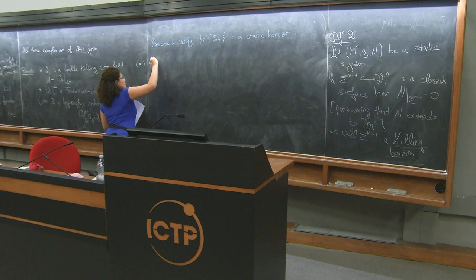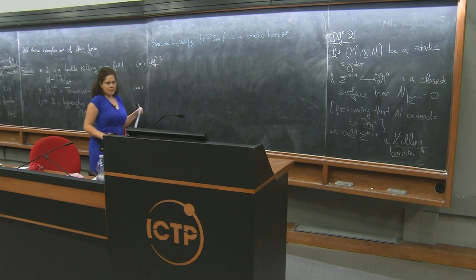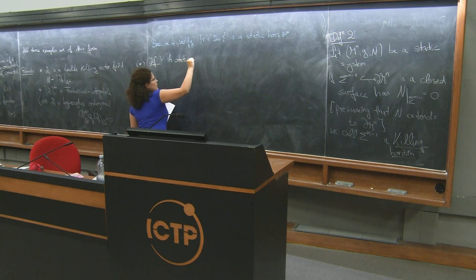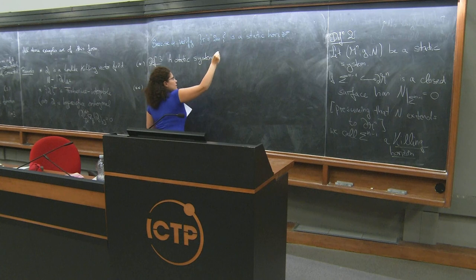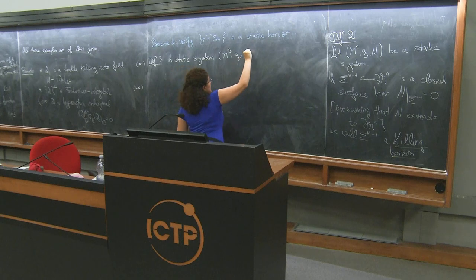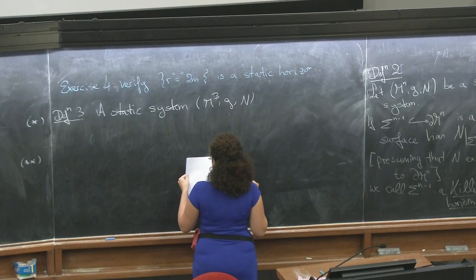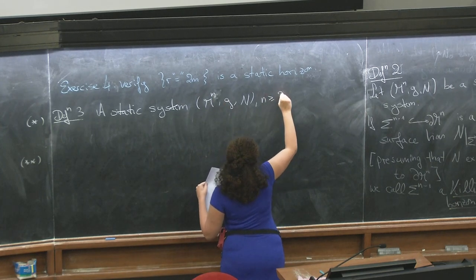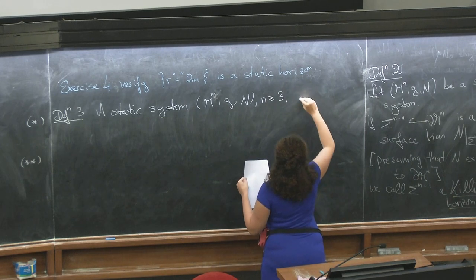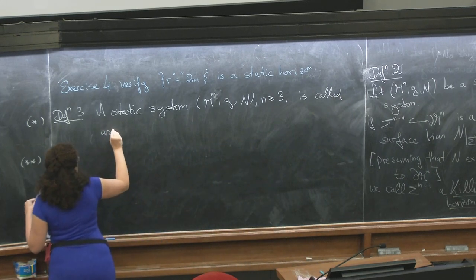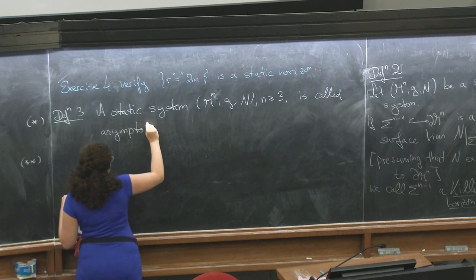So now comes a definition you may have seen in a similar form in Rick Shane's lecture, on defining the asymptotics. The static system (M^3, g, N), M^n, yeah, let's do it in three dimensions here. It's easier. No, we can do it in n, n bigger or equal to 3, is called asymptotically Schwarzschildian.